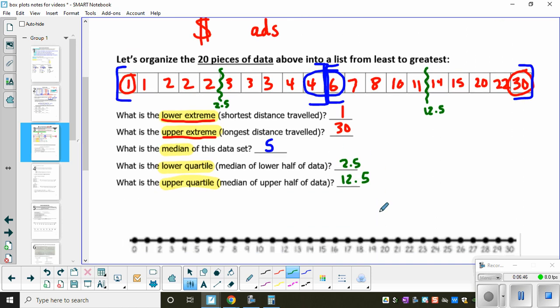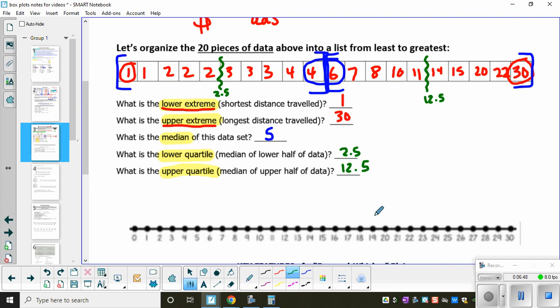So we're going to use those to construct the box and whisker plot. Down here I have a number line. And if you just want to watch me construct mine, and then maybe you can hit pause on the video and draw your own in your notes. But the first thing we're going to do is set the lower extreme at the 1 here. And the upper extreme was a 30, which was right here.